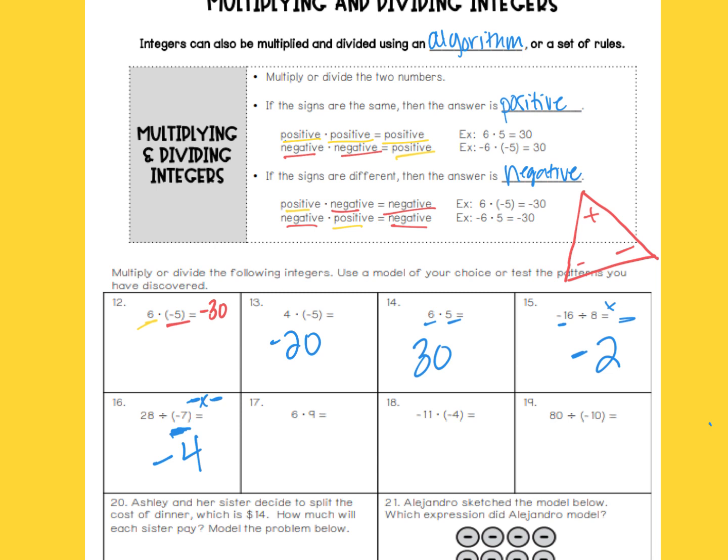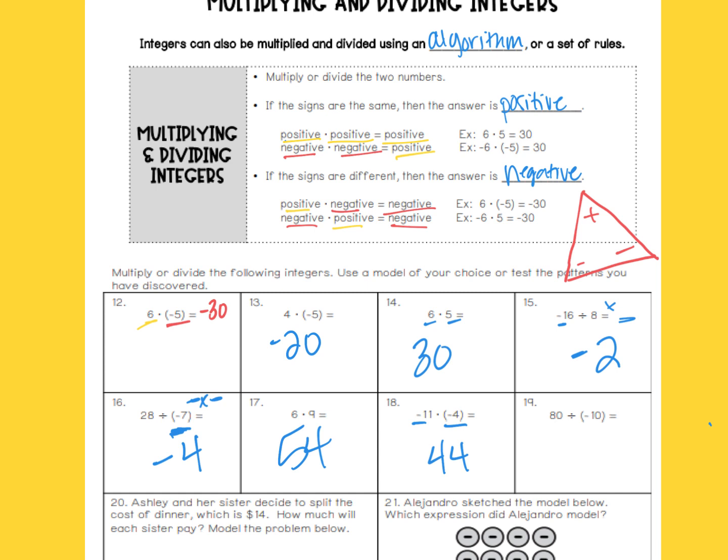And now we have 6 times 9. Both of our numbers are positive, so our answer will be positive. 6 times 9 is 54. Alright, now we have negative 11 times negative 4. Both of our signs are the same. Or if we use our triangle, we see that a negative times a negative will give us a positive. So negative 11 times negative 4 equals 44.